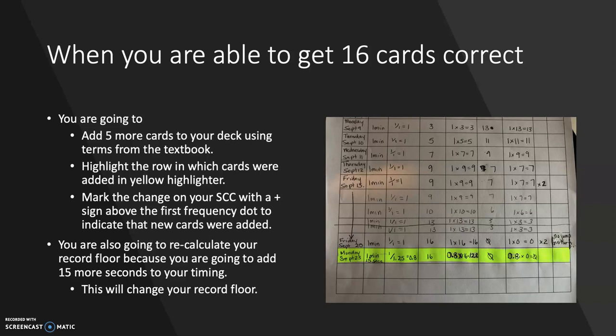This means that you will want to recalculate your record floor. As you can see in the example, getting 16 correct in this period of time changes your frequency to 12.8 because you are no longer learning at the same rate as previously. Therefore, you need to be learning new terms to maintain the frequency of 16. In the example provided, you would need to recite 20 correct terms to maintain a frequency of 16. As your learning progresses through the term and you learn more definitions, you will continue to add 15 seconds of time and add 5 to 8 cards to your deck to prevent hitting a ceiling.